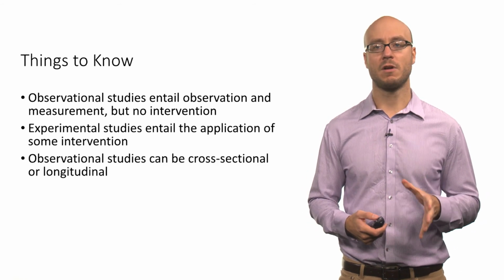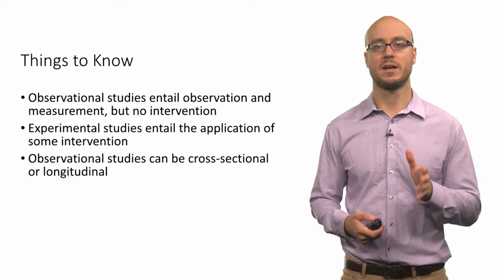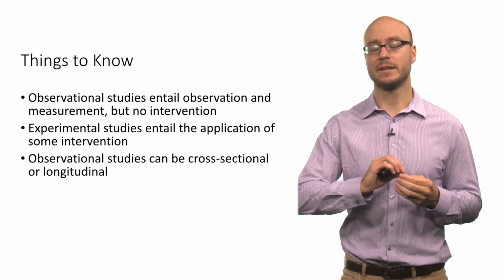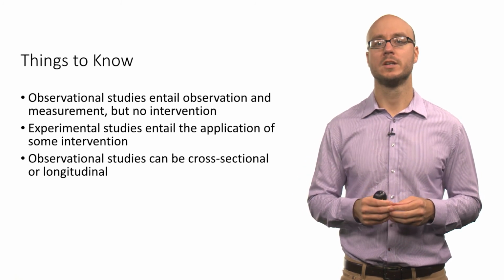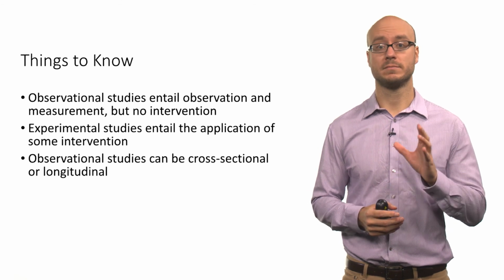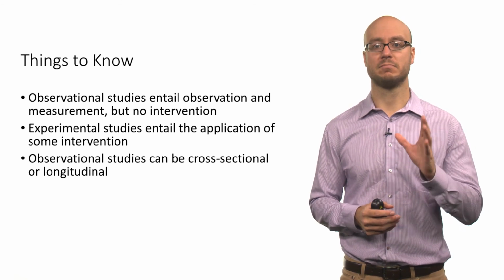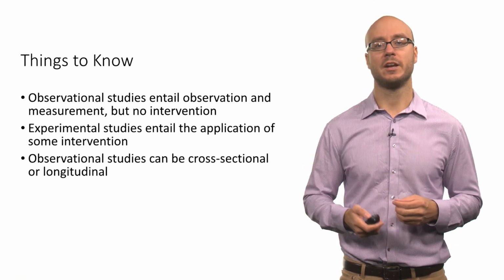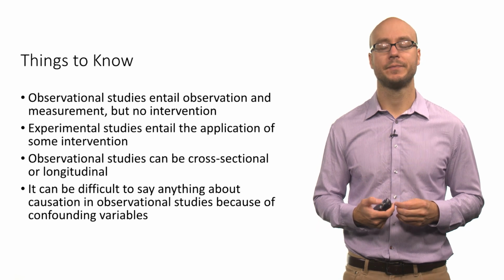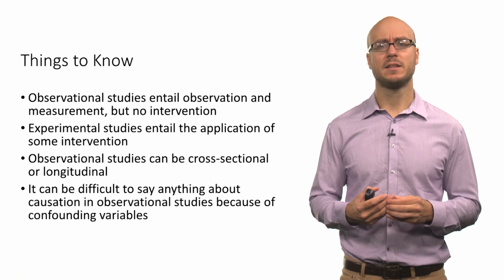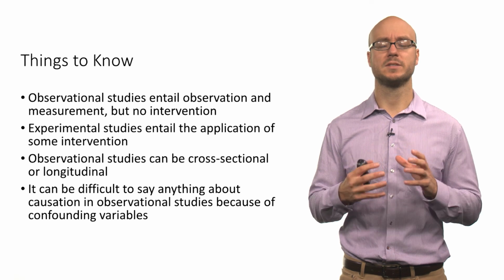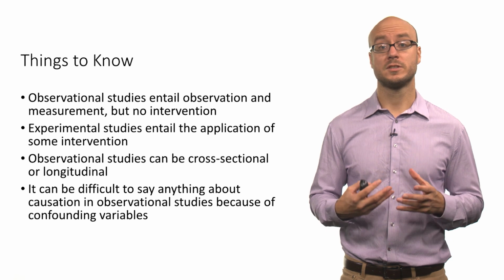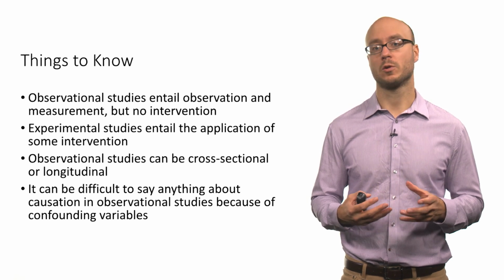Observational studies can be either cross-sectional, involving a snapshot in time, or longitudinal, in which case you're tracking the same people over time. So for a longitudinal study, you might measure people's behavior in 1950, 1955, and 1960. And by doing so, you can obtain a richer description of the data. Finally, it can be difficult to say anything about causation in observational studies because of the presence of lurking or confounding variables. That concludes our discussion this week of study or research design.